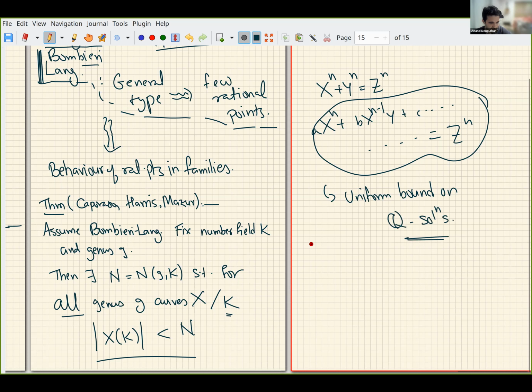So this was a paper, I think also from 1997. If you want to read it, it's a beautiful geometric argument. I don't want to say anything about the proof because I'm already over time.